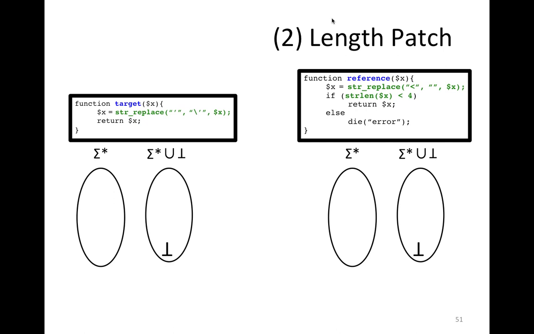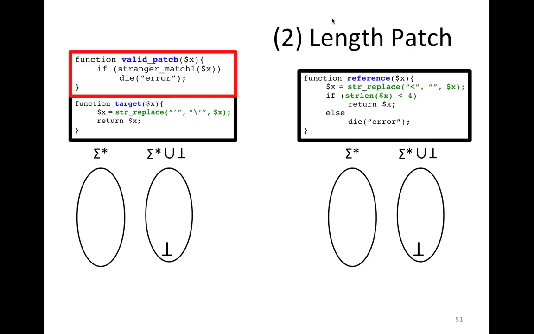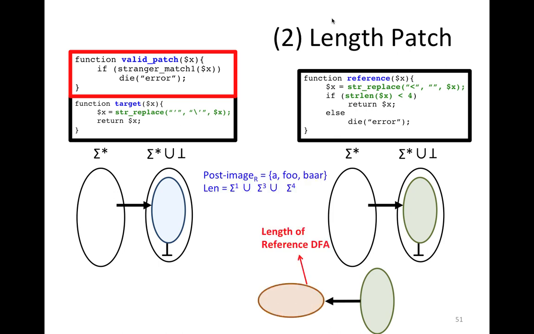So we are going to generate a length patch in addition to the validation patch to deal with the previous problem. So how are we going to do this? Given the validation patch, we are going to compute the post images of the two functions. And then given the post image of the reference function, we are going to compute the length DFA, the size DFA. Okay? What do we mean by the size DFA?